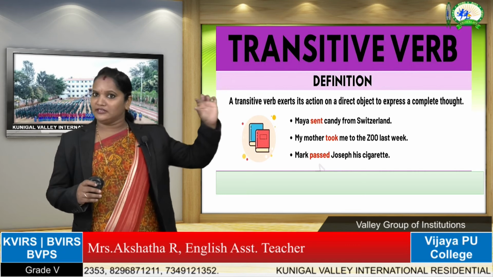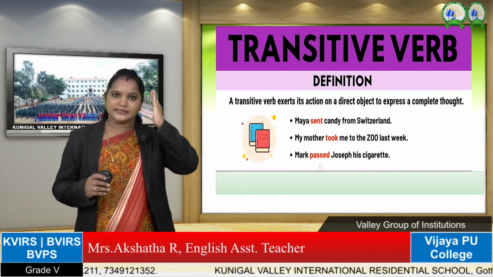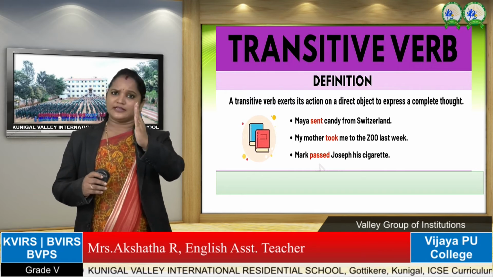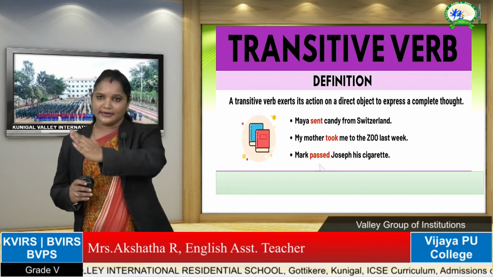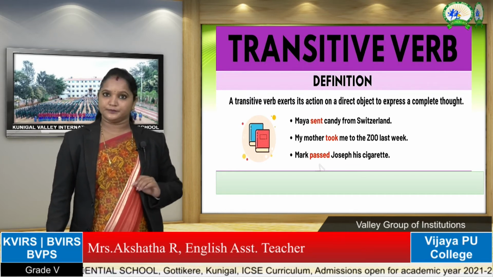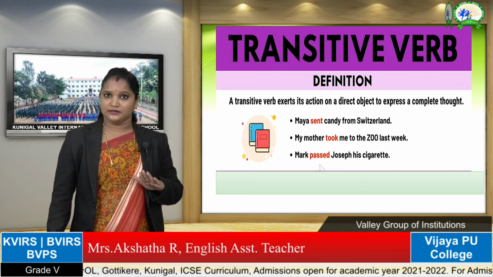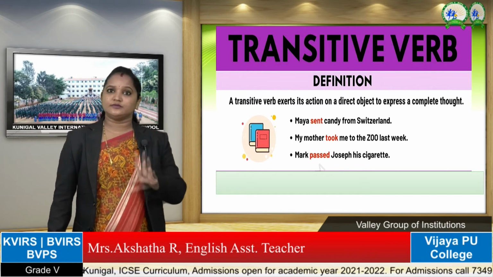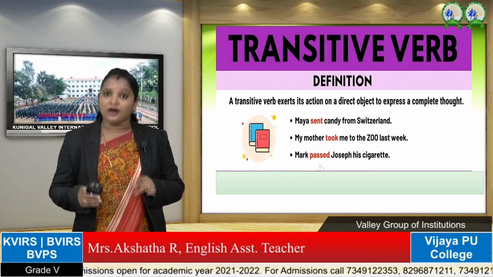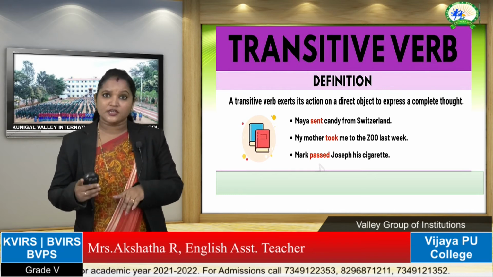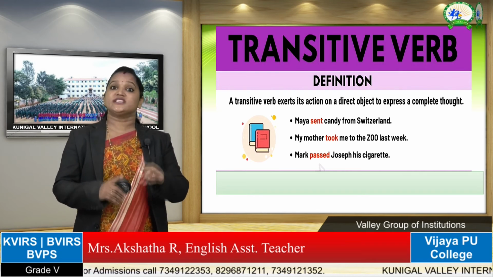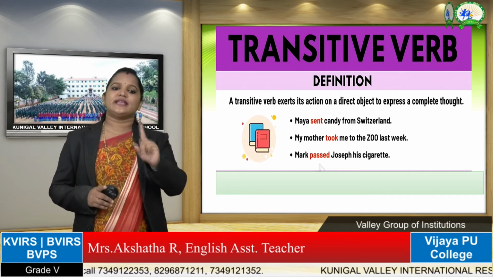To express a complete thought, you should have a subject and we should have a verb, and that verb means action that should be received by a direct object. For example, Maya sent candy from Switzerland. Maya sent. Maya is a subject here. Sent is a verb. Sent what? Candy. There is an object after the verb. If there is an object after the verb which receives the action, that is called transitive verb.